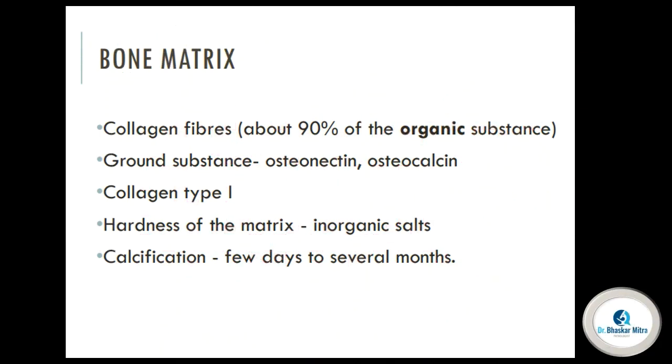Now regarding the bone matrix, it is mostly made up of collagen fibers, 90% of it, along with the ground substance like osteonectin and osteocalcin. There are mostly collagen type 1 fibers. The inorganic salts give hardness to the matrix material. The calcification occurs in this bone matrix material, which may take a few days to several months to properly develop. So these are the matrix.